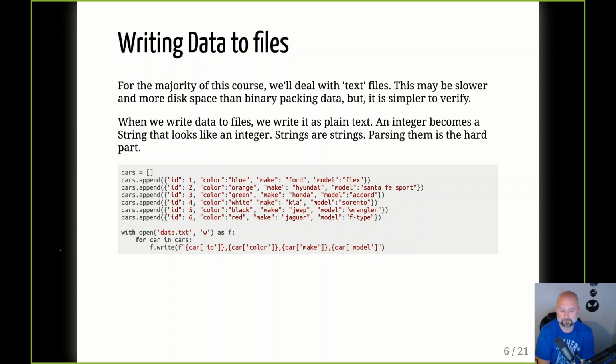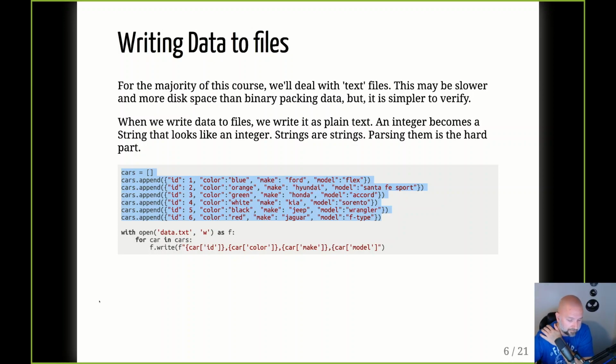If you open it in Notepad or some other text editing software, then you can see what's in the file. So looking at this example, we'll set up this cars list and add some dictionaries to that list. So the list after those lines of code will have 6 dictionaries in it. Each of those dictionaries has a key of ID, color, make, and model.